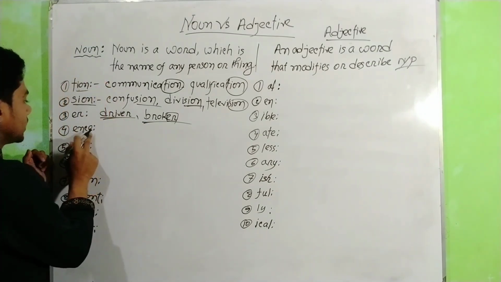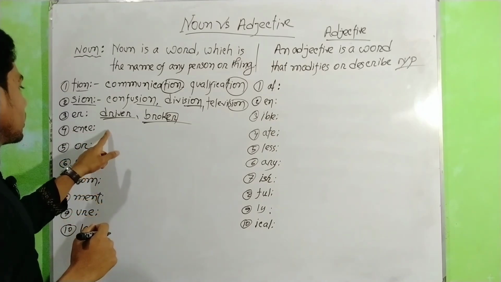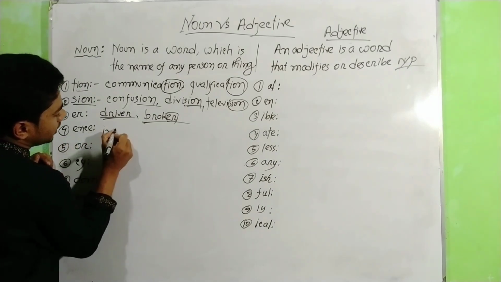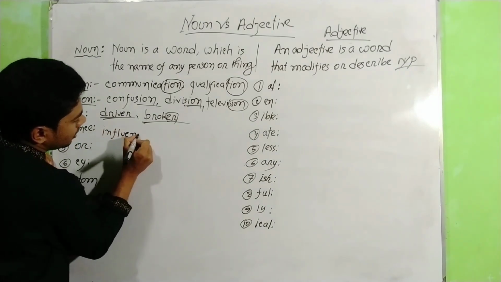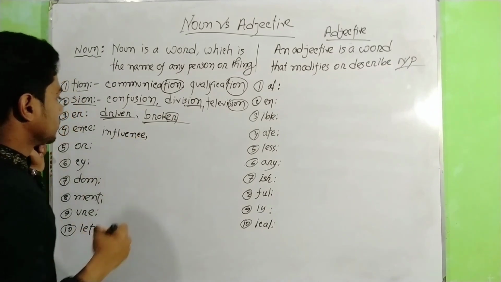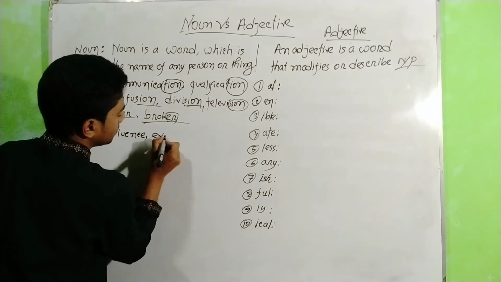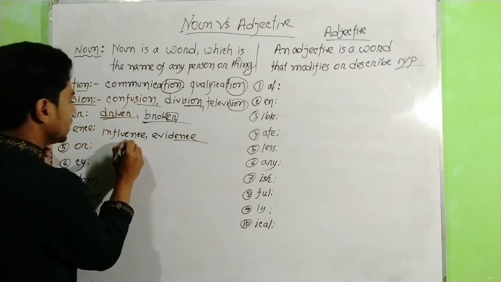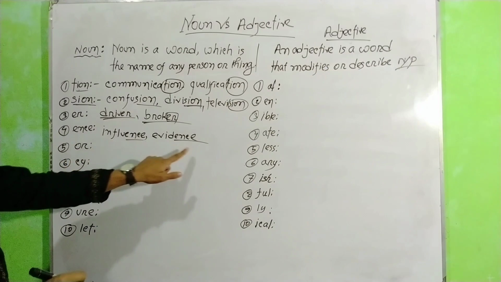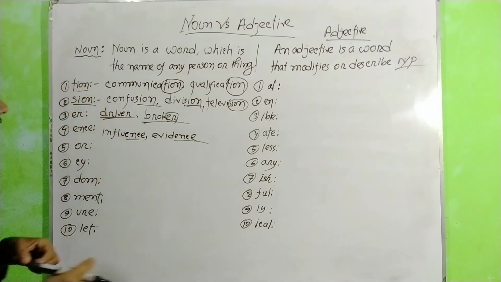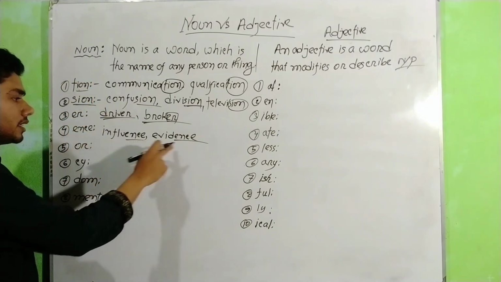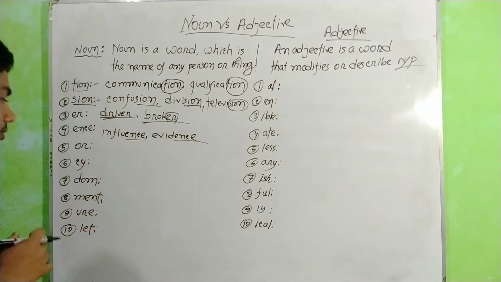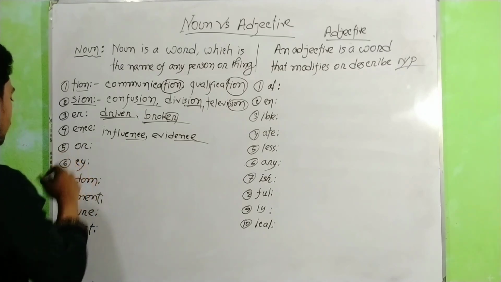Okay, number four is ence. Think of any word that ends with ence. You can say influence. Also, you can say evidence. So you're sure that these two are nouns. If you see any word that ends with ence, you can say it is a noun. You are sure.